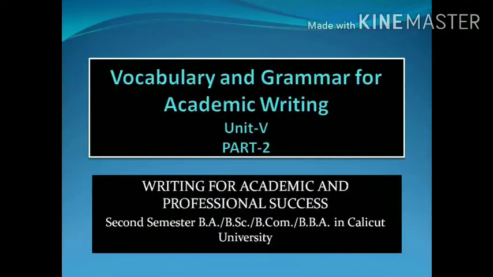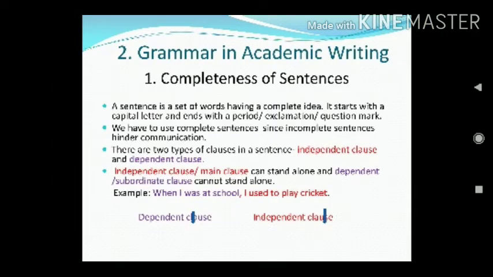Dear students, welcome to the second part of Vocabulary and Grammar for Academic Writing, Unit 5 in Writing for Academic and Professional Success, prescribed as a common course in English for second semester UG programs in Calicut University. The first element to be discussed under grammar in academic writing is completeness of sentence.